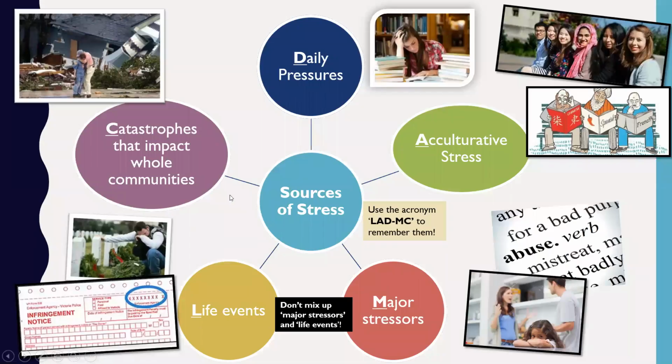Okay, the next topic is called sources of stress. Whenever in a question you're asked about sources of stress, these are the things you need to talk about. Sources of stress are LADMC: life events, acculturative stress, daily pressures, major stresses, and catastrophes. So these are the main sources of stress, okay? There are 5 of them. You need to know each of them, each of their definitions, and about 1 or 2 examples for each.